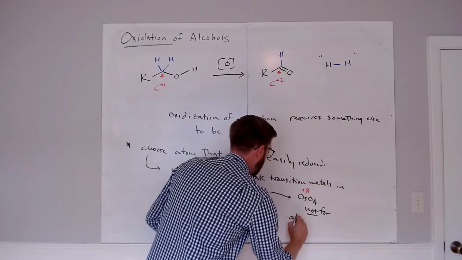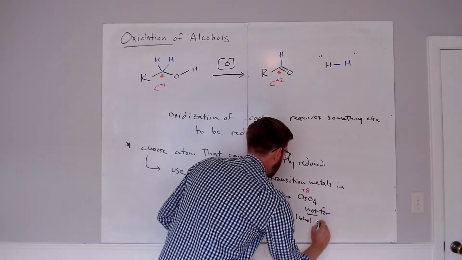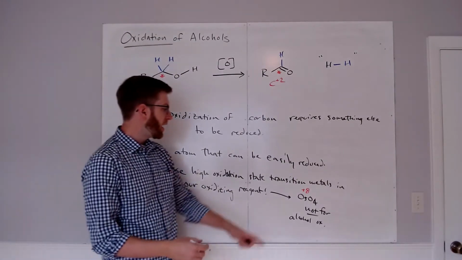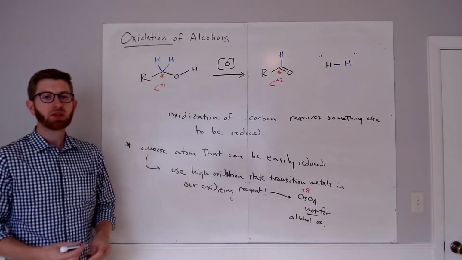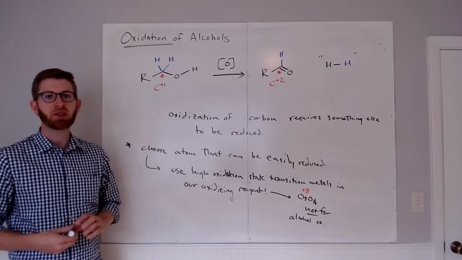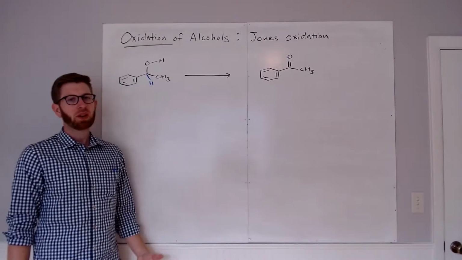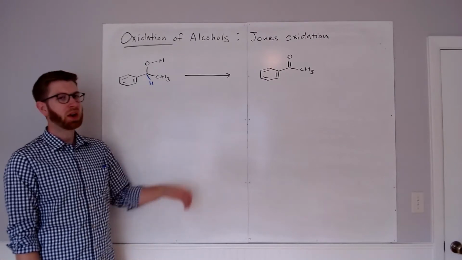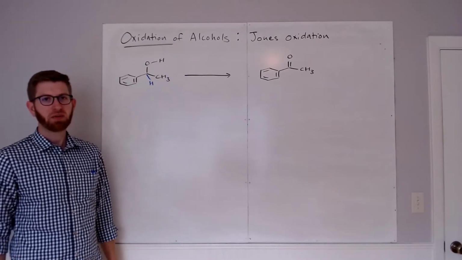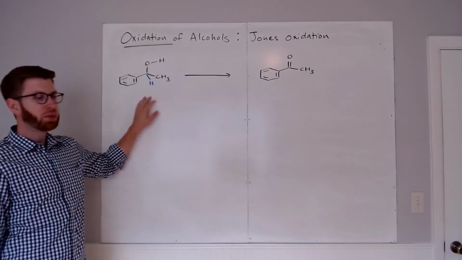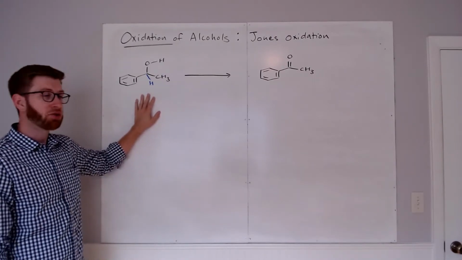This is not for alcohol oxidation, but we'll use a similar strategy. Maybe we could come up with a compound that has a transition metal at a very high oxidation state, and we can use that to drive oxidations of carbons in alcohol groups. One way of doing this is sometimes called the Jones oxidation, named after the chemist that developed this chemistry. We could take things like secondary alcohols, for instance.